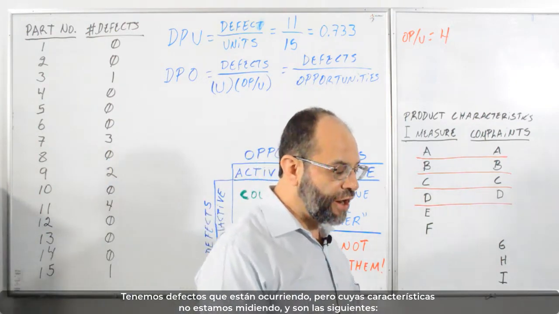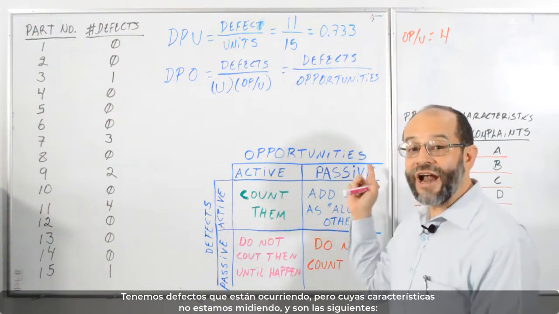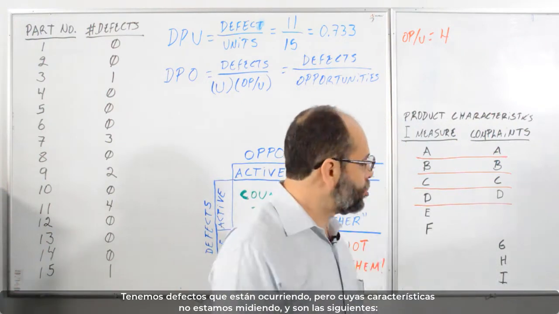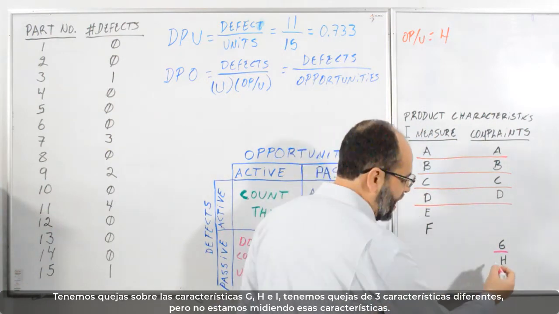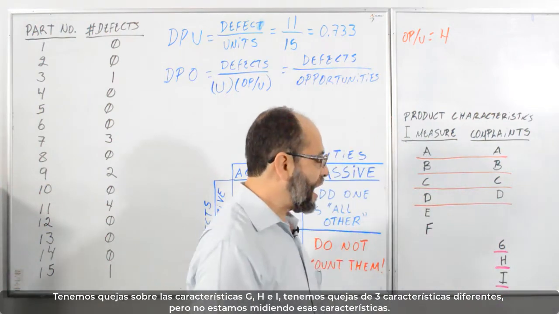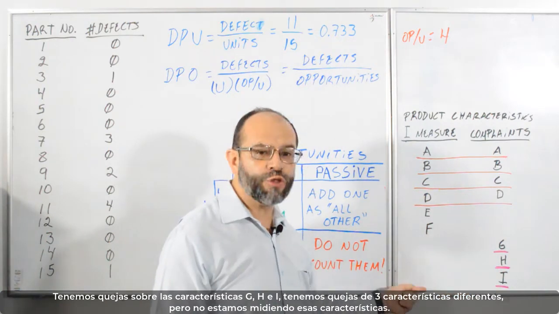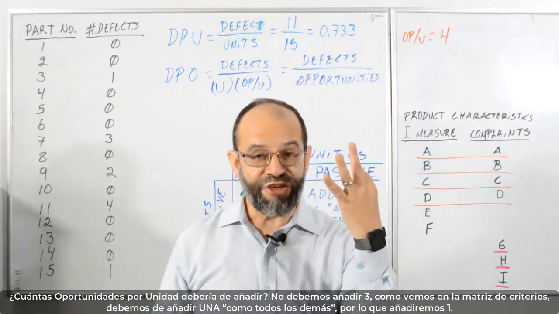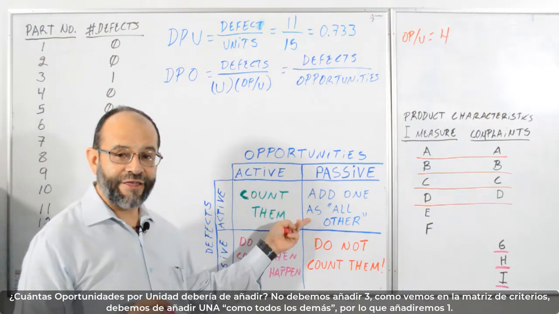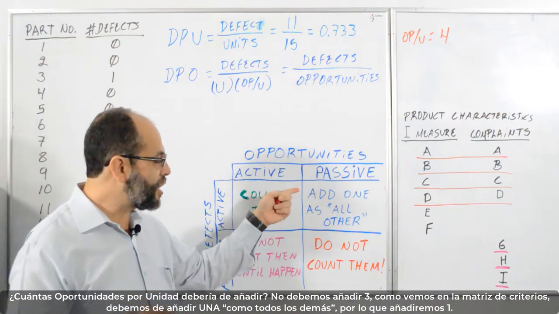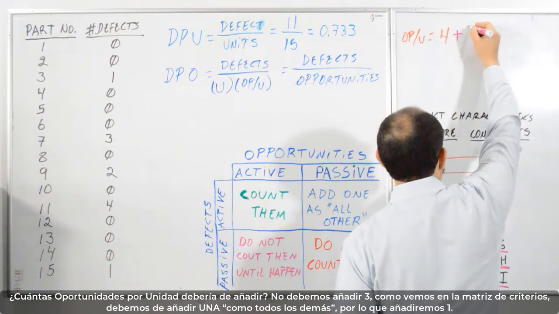And the answer is yes, we are. We are having defects that are happening, but we are not measuring those characteristics. Those are these ones. We are having a complaint about characteristic G, H, and I. We are having three different characteristics that are happening. We are having complaints, but we are not measuring those characteristics. So we are having three characteristics here. How many opportunities per unit should I add? We should not add 3, but as you can read here, add 1 as all other. Then we are going to add 1 here.